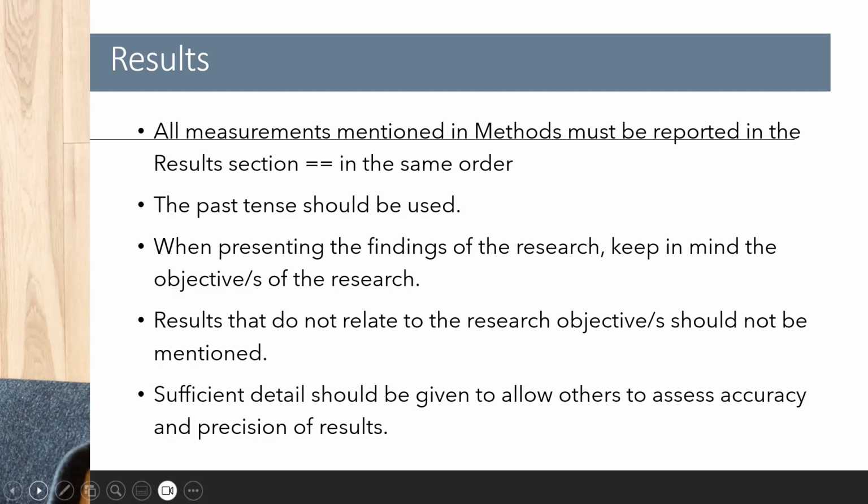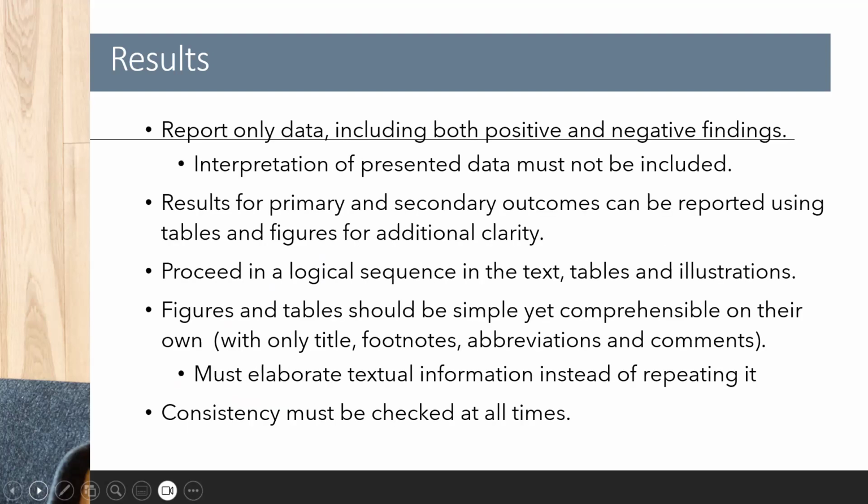Do not go into or discuss things that are not within the scope of the research. So results, issues, details that do not relate to the research objectives should not be mentioned. And then sufficient detail, as mentioned earlier, should be given to allow others to assess the accuracy and the precision of the results. In the results section, report only data, not interpretation, not suppositions or discussions, just data. And when you do, include both positive and negative findings.